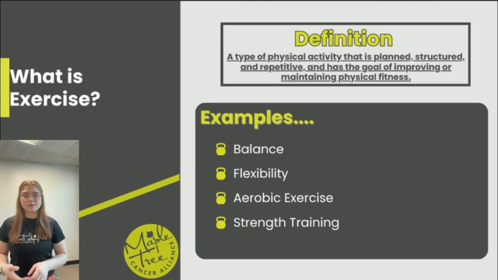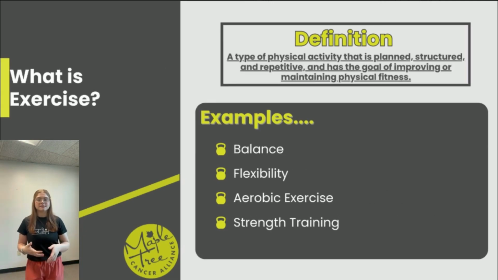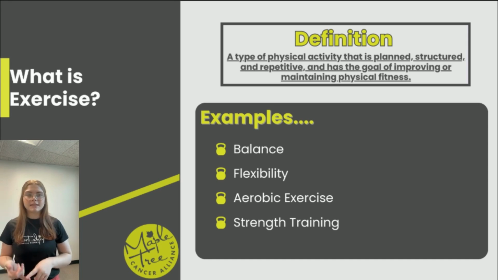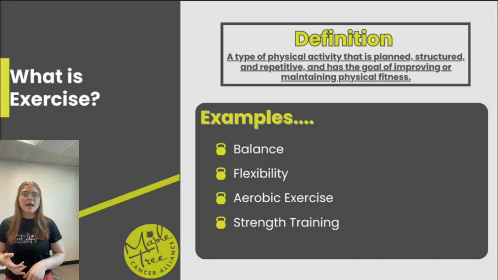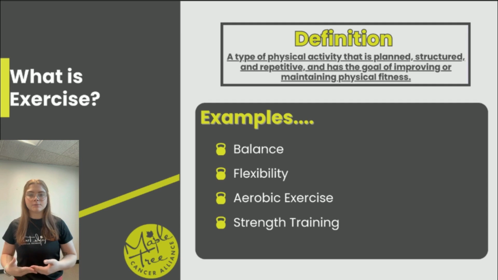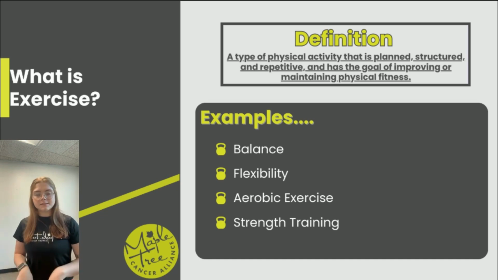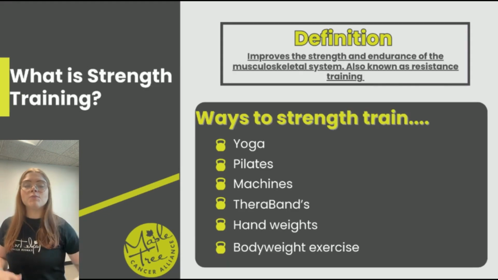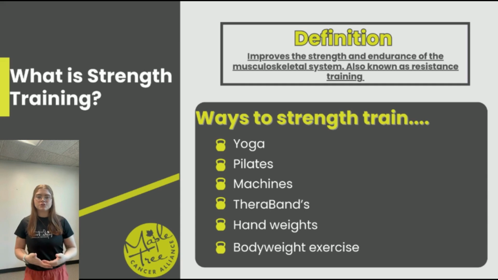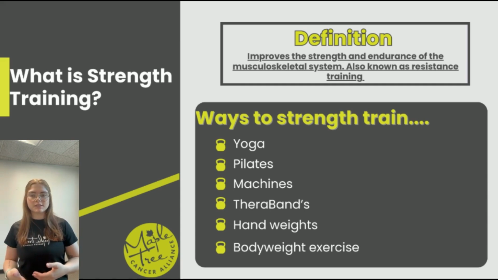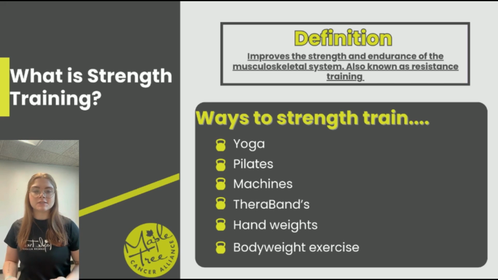What is exercise? Exercise is defined as a type of physical activity that is planned, structured, and repetitive, and has the goal of maintaining or improving physical fitness. Examples of exercise are strength training, aerobic training, flexibility, and balance. So what is strength training? It improves the strength and endurance of the musculoskeletal system and is also known as resistance training. This type of exercise also has the muscles counteract against an outside resistance.